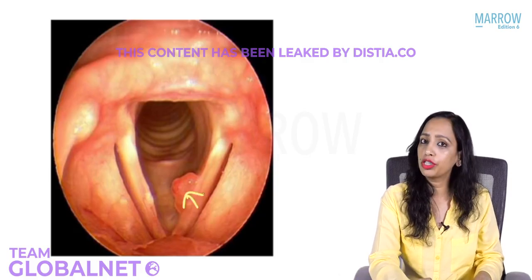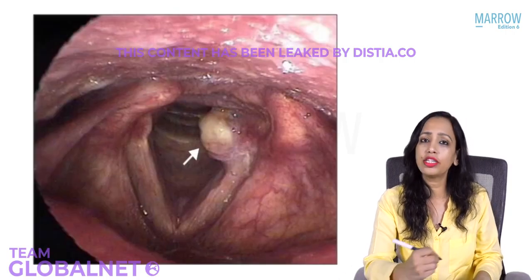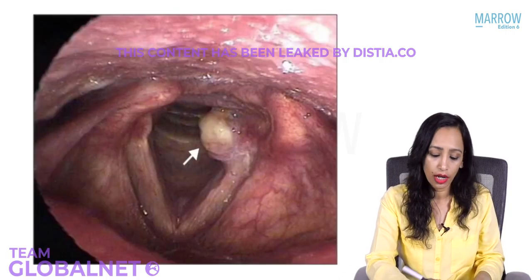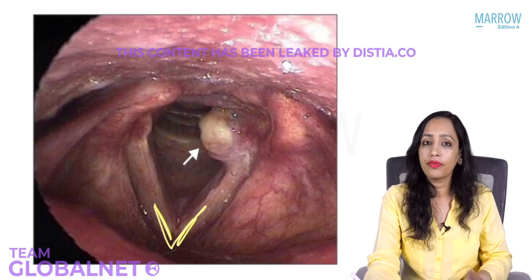This lesion that you are seeing, is it in the anterior or the posterior part? So yes, this is the anterior part. Again, this lesion that you are seeing, anterior or posterior? So this is the anterior part. And the lesion that we are seeing here is in the posterior part. Is that very clear now?